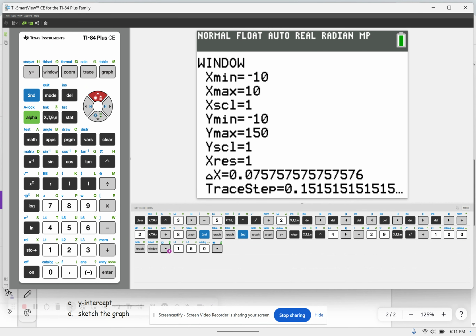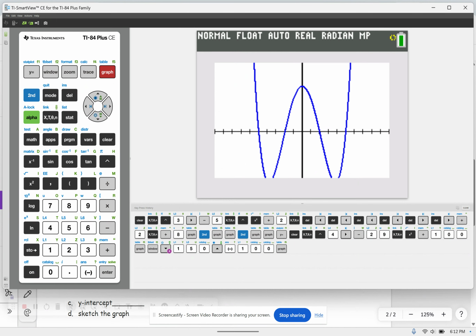Now, the y min, this one is purely a guessing game. I don't have any hints or tricks for you on that one. So we're just going to guess. And I'm just going to say negative. And then I usually just try to go by hundreds, like 100, 200, 300, something like that. So I'm just going to try negative 100. Okay, and then I'm just going to hit graph.